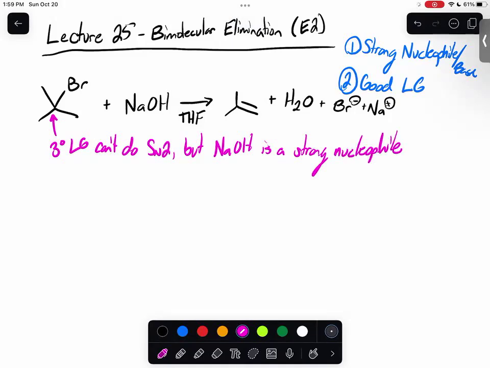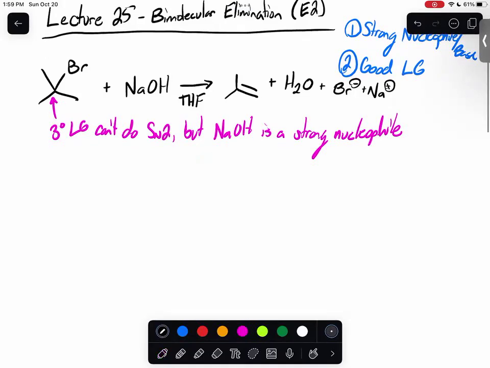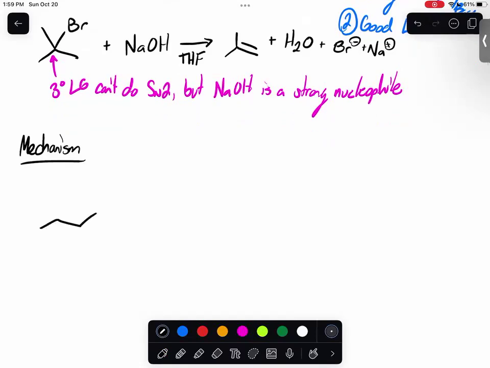What's going to happen instead is if we take a look at the mechanism behind how this works, essentially, in a single step, we're going to see that the alkene is going to end up forming and kicking out the leaving group all in one. So our hydroxide is going to come over and it's going to grab the proton, right? It's going to form a bond between the oxygen and the hydrogen.